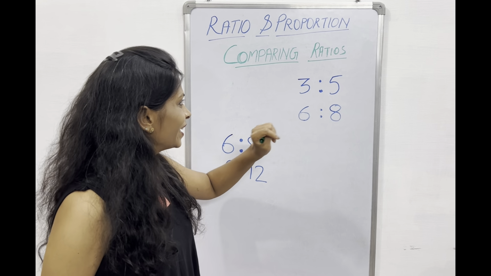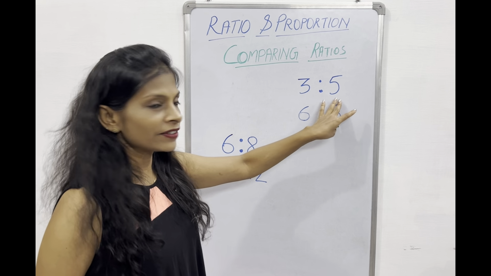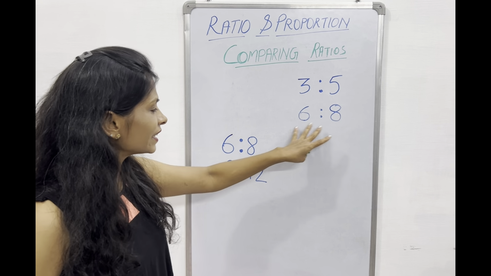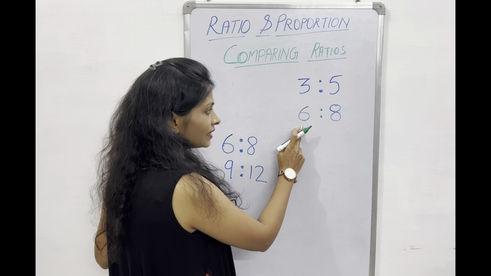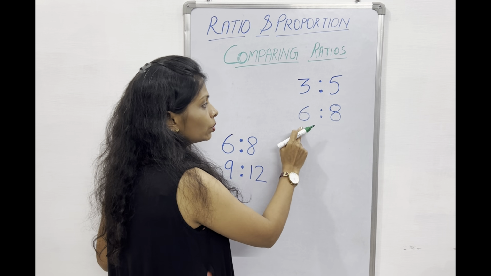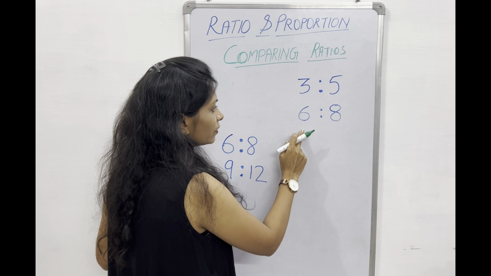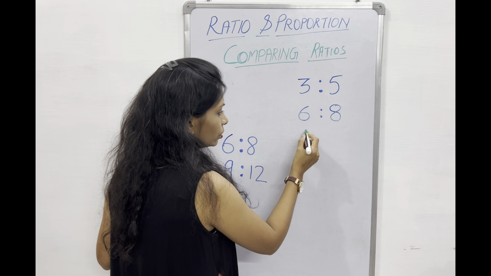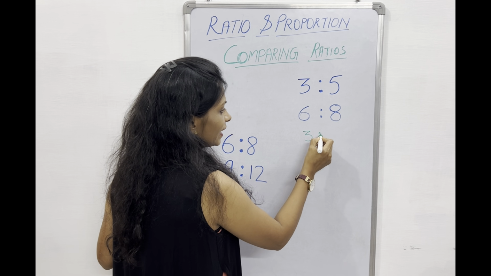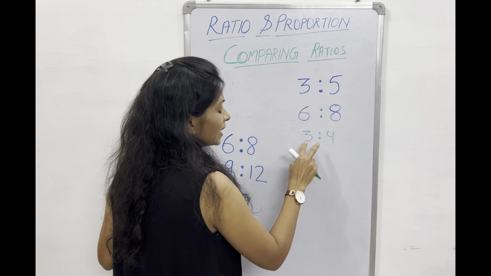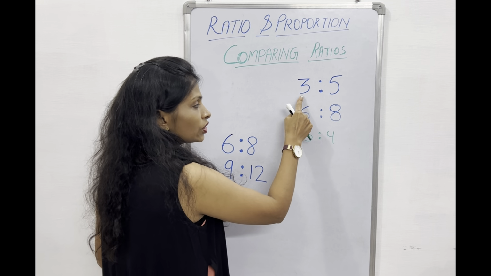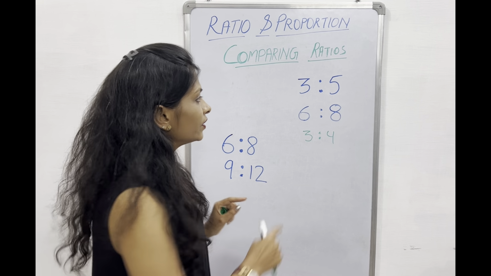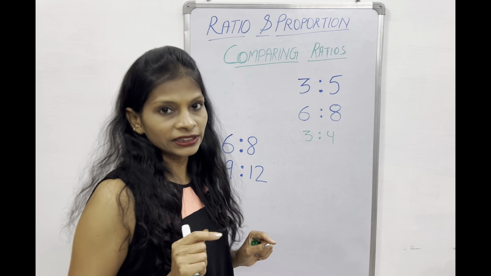Example number 1. 3 is to 5. Here 3 and 5 are prime numbers. I cannot simplify this. 6 is to 8. I can simplify 6 is to 8, and 2 is a common factor here. So if I divide 6 by 2, I get a 3, and 8 divided by 2 is a 4. Hence 3 is to 4 is not equal to 3 is to 5. Therefore, the ratios are not equivalent.